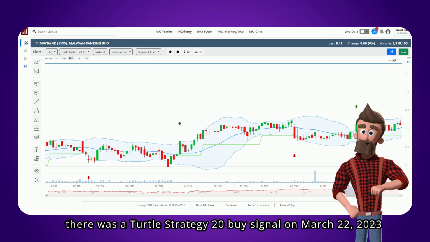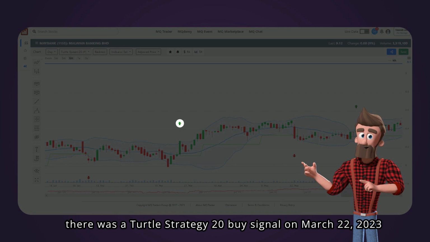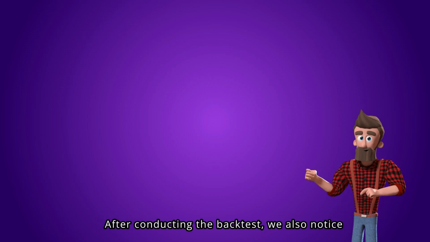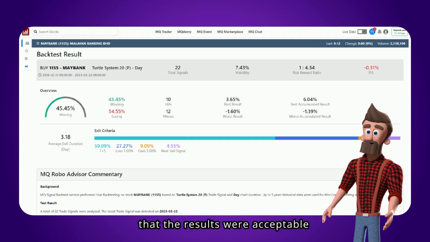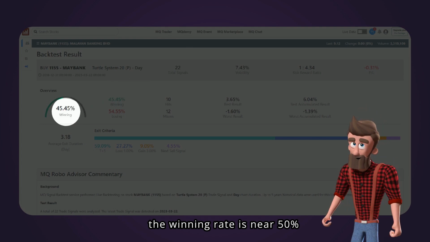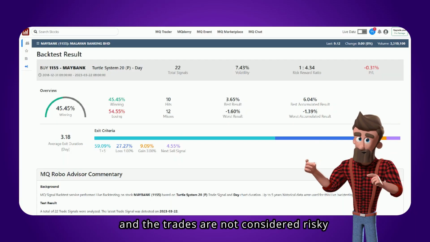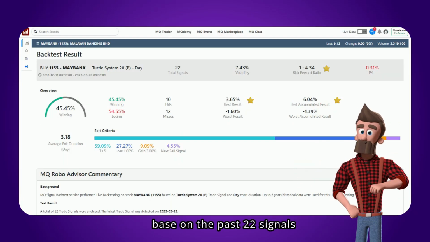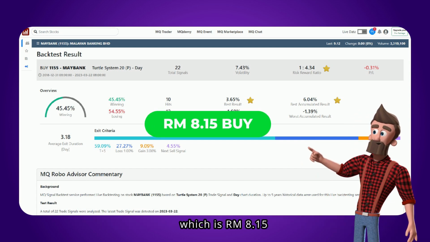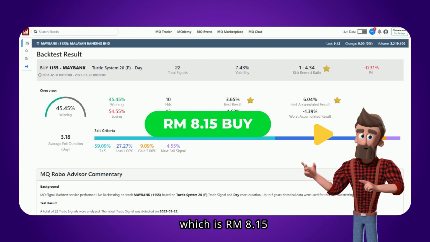There was a Turtle Strategy 20 buy signal on March 22, 2023. After conducting the backtest, we also noticed that the results were acceptable. The total signal base is high, the winning rate is near 50%, and the trades are not considered risky based on the past 22 signals. Therefore, we will follow this buy signal as an entry point, which is RM 8.15.